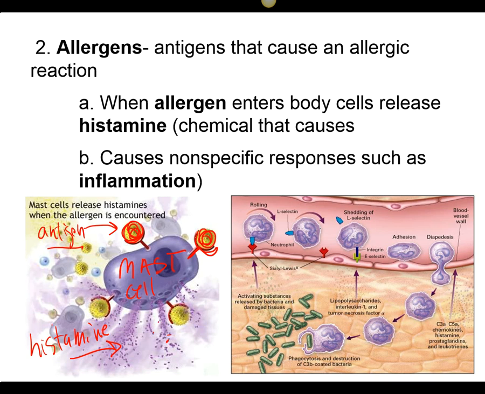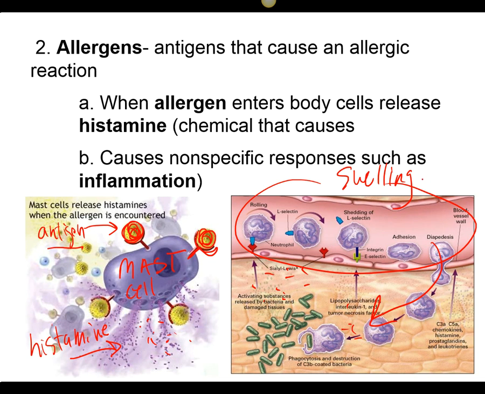Histamine. When these chemicals release, it causes inflammation. Remember when all the white blood cells go and they rush towards those chemicals and that causes swelling, that causes redness and pain. That's when you're allergic, is when these antigens trigger these cells to produce histamine.